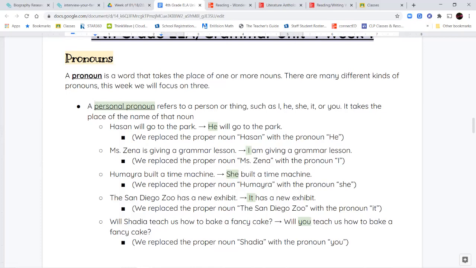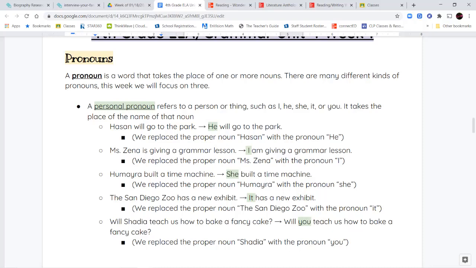A personal pronoun refers to a person or a thing, such as I, he, she, it, or you. It takes the place of the name of that noun. So instead of saying Hassan will go to the park, I can say he will go to the park. That is a personal pronoun. We replace the proper noun Hassan with the pronoun he. If I say Miss Aina is giving a grammar lesson, I'm going to replace my name and say I am giving a grammar lesson. So I replaced my name with the pronoun I.